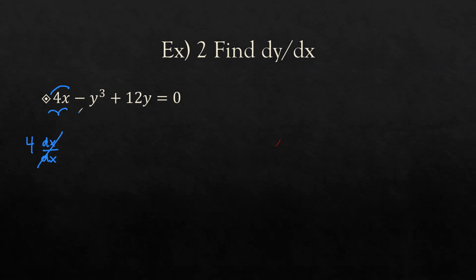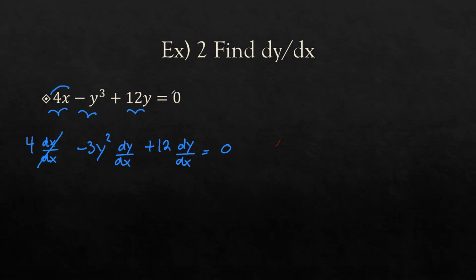What is the derivative of negative y cubed in respect to x? So the derivative of negative y cubed is negative 3y squared, and then it's going to be dy dx. And then the derivative of 12y is just 12, but in respect to x, it's going to be dy dx. And then on the right side, it's 0, because the derivative of 0 is 0, right?